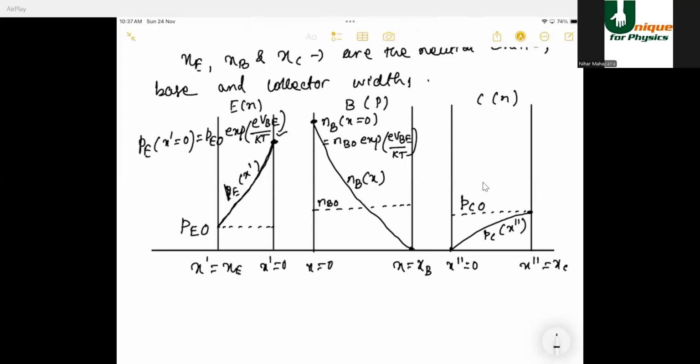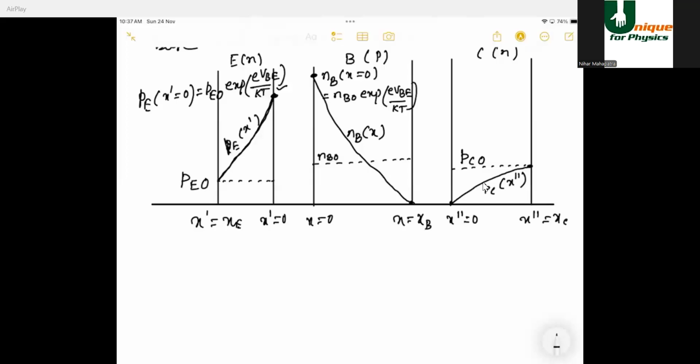So this is the basic minority carrier distribution. Okay, a schematic diagram that will give you the idea how the functions vary, and using this we will be able to find out the excess carrier concentration of these, holes or the electrons, right, in different regions? So what are the notations we used here? You can see PE0, NB0, PC0. These are the thermal equilibrium minority carrier concentrations in emitter, base, and collector. Okay, and then this PX dash, NBX, and PCX double dash, these are all steady state minority carrier concentrations in emitter, base, and collector region.